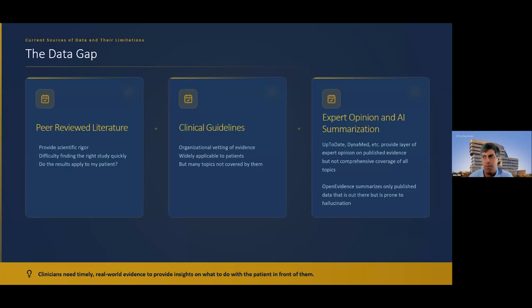Clinical guidelines are great when we have them. These also take literature. They've also had some organizational vetting of the literature. So you might have either a nonprofit organization or a physician's organization take a look at the literature and say, here's what to do in this situation for this type of patient. And they're widely applicable to patients because they cover big topics that we commonly see, but there are many topics that aren't covered by them. So that is one of the main issues with them.